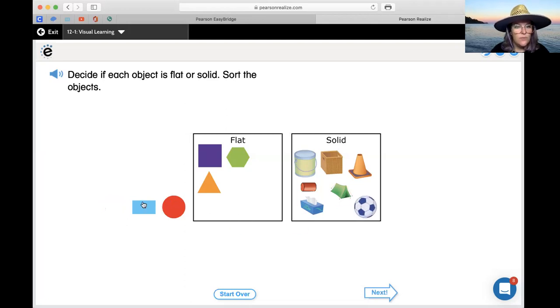Now take a look at this rectangle. It only goes up and down and side to side. So it's only 2D, which is a flat shape. And same thing with this circle. The circle goes up and down, but doesn't go front to back, right? It's not like a sphere that is round and puffy. I think we did it, you guys.